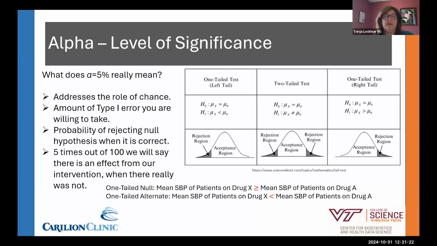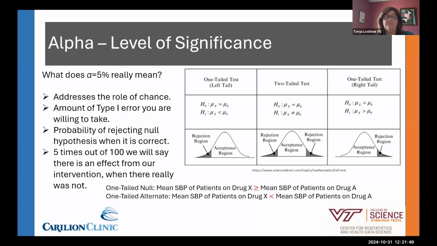That's that 5% level. I'm going to get into the type 1 errors in a couple of slides, but that's where this alpha comes into play. So it's the role of chance in your study. It's the probability of rejecting the null when it's actually correct. So we're allowing ourselves to say that we have a 5% chance that we're going to think that the intervention is working when it actually is not.